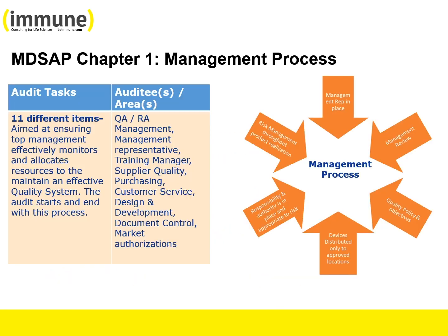Now let's dive into the chapters. MDSAP Chapter 1 is the management process. There are 11 different items within this chapter, and different areas or auditees that could be audited as part of this include quality assurance, regulatory affairs management, the management representative, a training manager, supplier quality, purchasing, customer service, design and development, document control, and people that may have information about market authorizations.